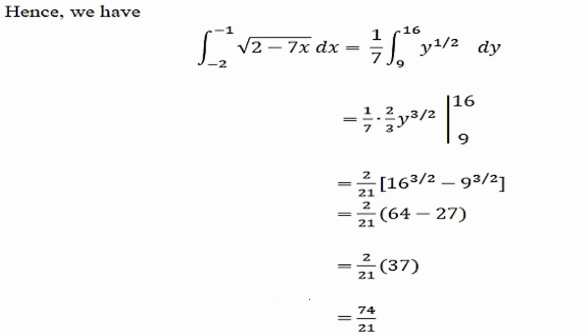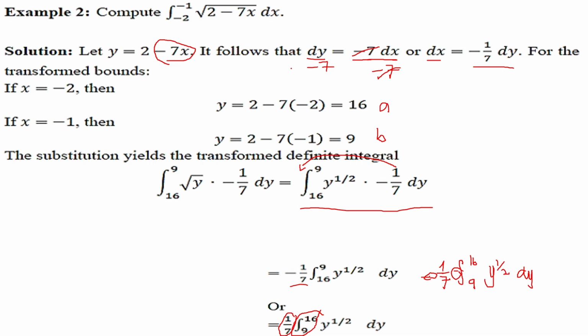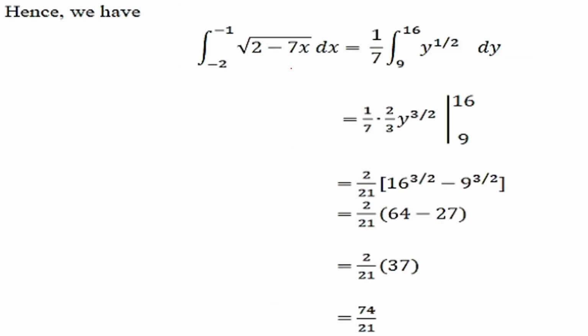Hence, we have the definite integral from negative 2 to negative 1 of the square root of 2 minus 7x dx. This is the given from earlier. And then it was changed to 1 over 7 times the definite integral from 9 to 16 of y raised to 1 half dy.